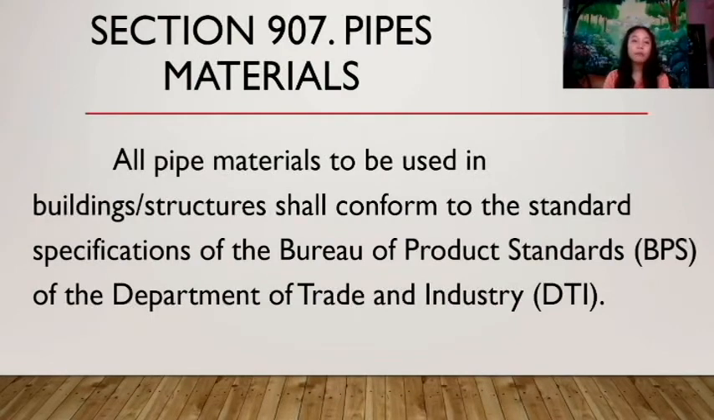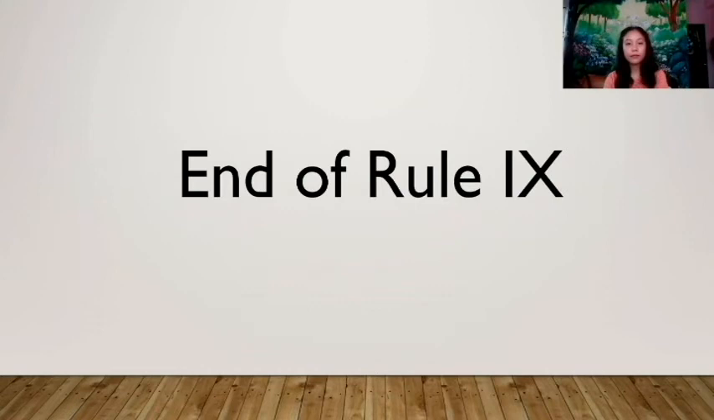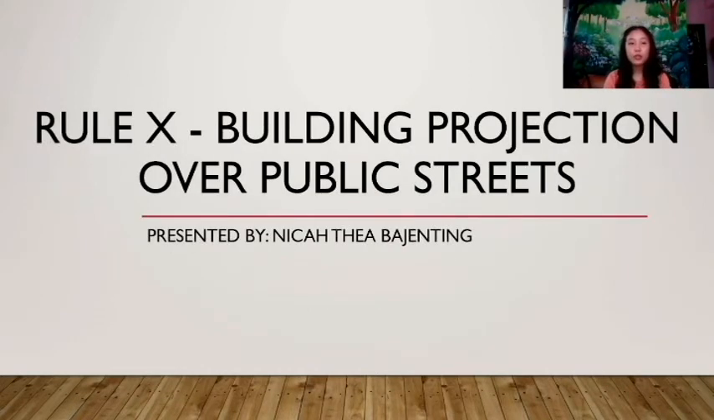Section 907, Pipes Materials. All pipe materials to be used in buildings or structures shall conform to the standard specifications of the Bureau of Product Standards or the BPS of the Department of Trade and Industry, DTI. And that's the end of Rule 9. Let's proceed to Rule 10.